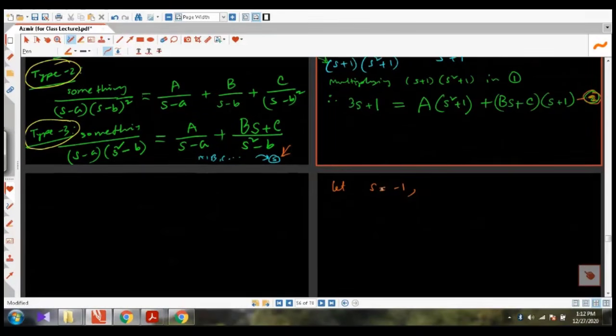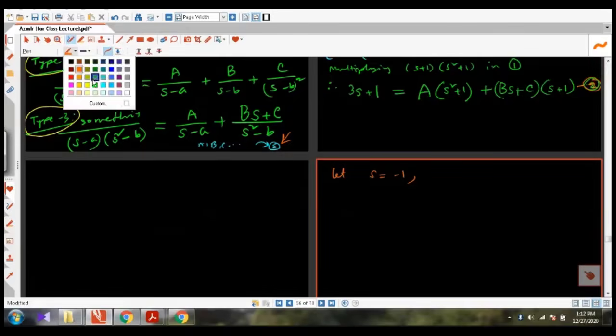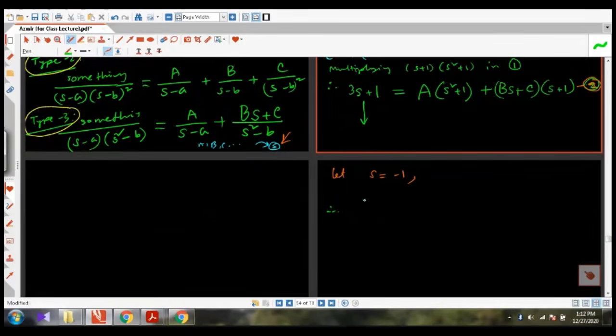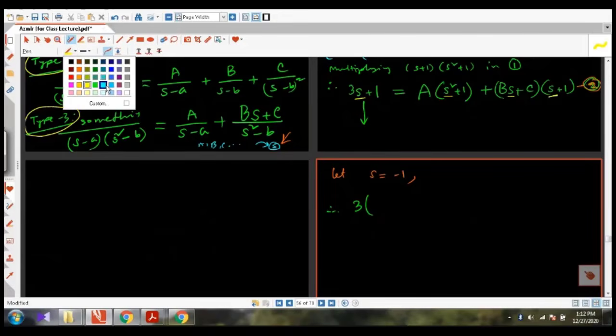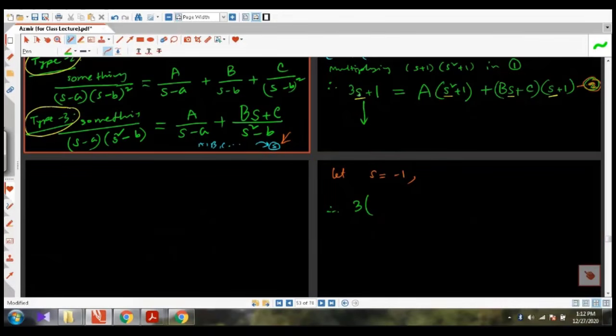So let's input s equals -1 in equation 2. So from here we are getting, at first try to locate the s positions. Here we have s, s, s, s. So 3 times -1 plus 1 equal to a times -1 squared plus 1.